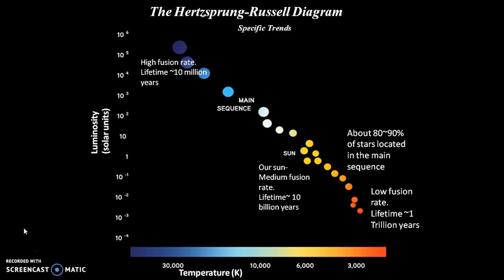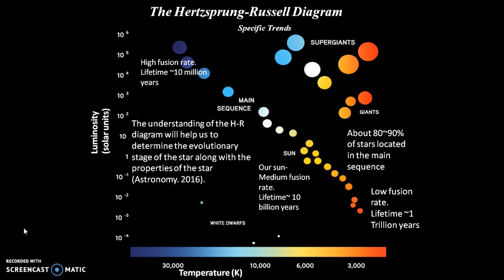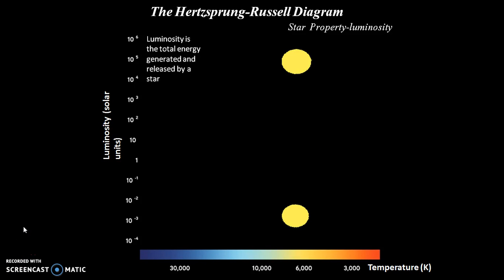Some other trends on the HR diagram include the white dwarfs, which are on the bottom left of the diagram, very dim and with a relatively small radius, and a bluish color that results from higher temperature. Giants and supergiants are located on the top right of the diagram. They are bright and huge, but with low temperature that makes them appear red. Understanding the HR diagram will help us to determine the evolutionary stage of stars, along with the properties of the star. Luminosity is the total energy generated and released by a star.